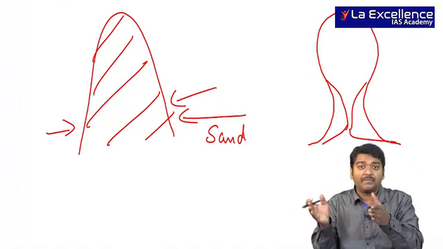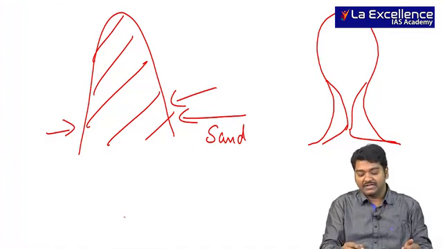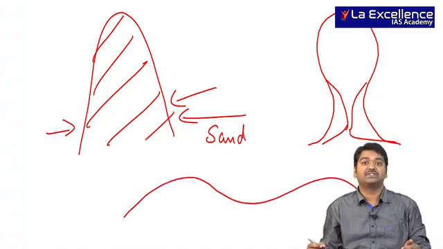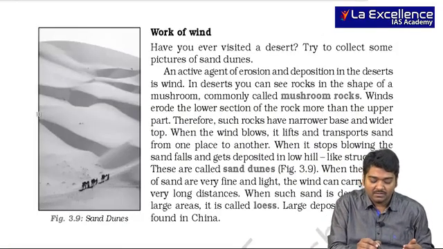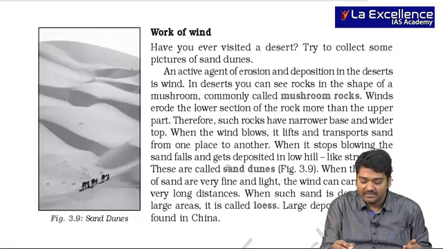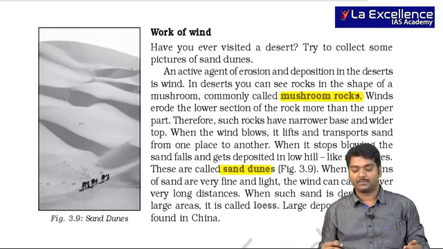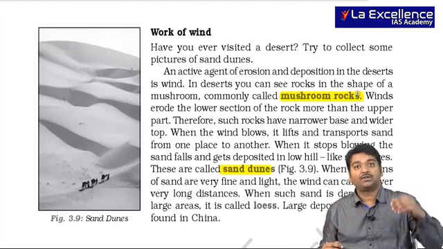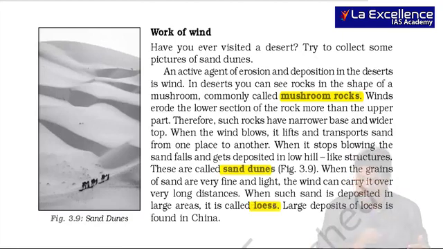Or this wind may go and deposit sand somewhere in the form of sand dunes. In deserts, you can see some dunes in this shape. So here in the picture, you can observe these wavy shapes, which we call sand dunes. I explained mushroom rocks, right? And huge areas of sand deposits are usually called loess. It is actually seen in China.